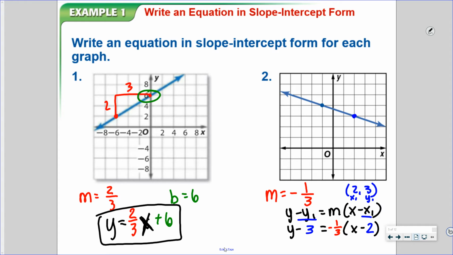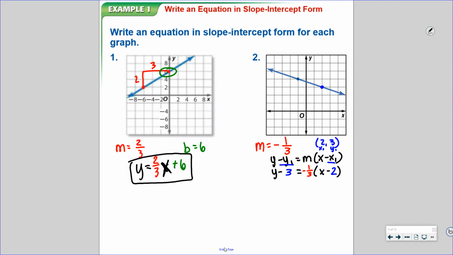Now the directions say, write this equation in slope-intercept form. Is my equation right now in slope-intercept form? No. Is it solved for y? Is it y equals mx plus b? No. Okay? So you're just going to have to solve this for y. No worries, it's not hard. It's literally 2 steps. Distribute.